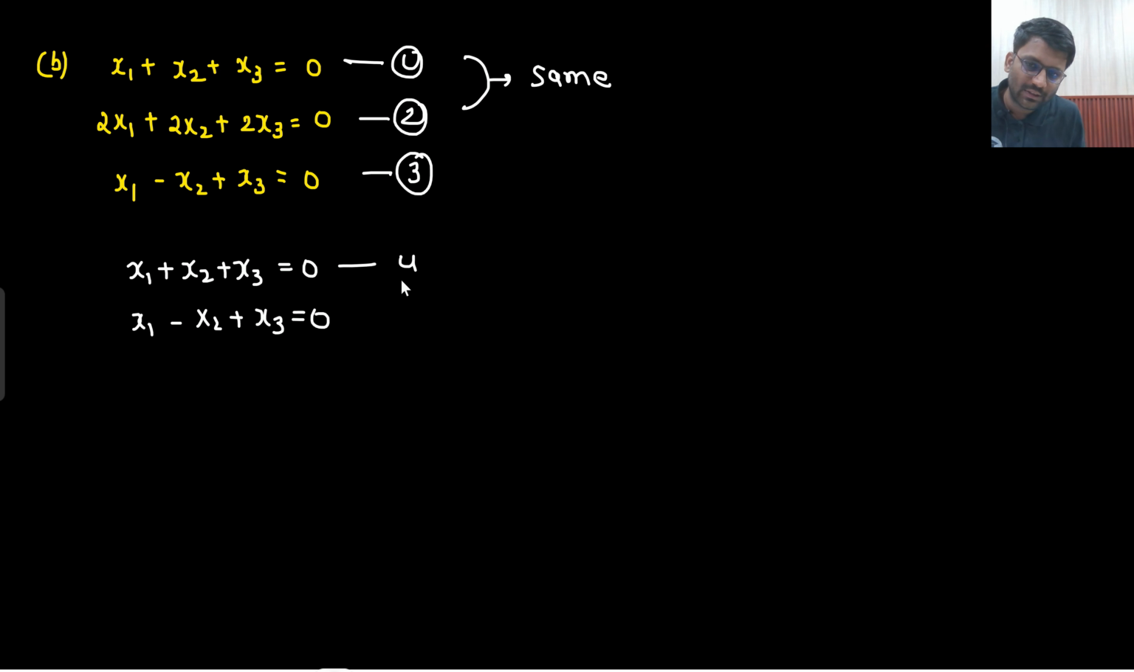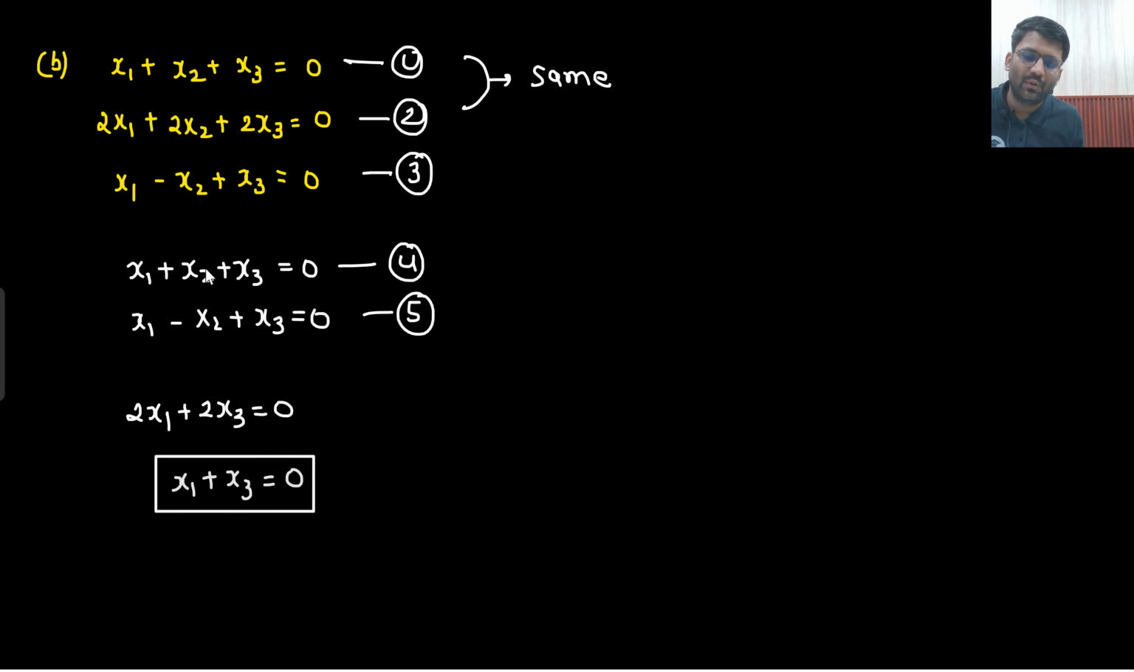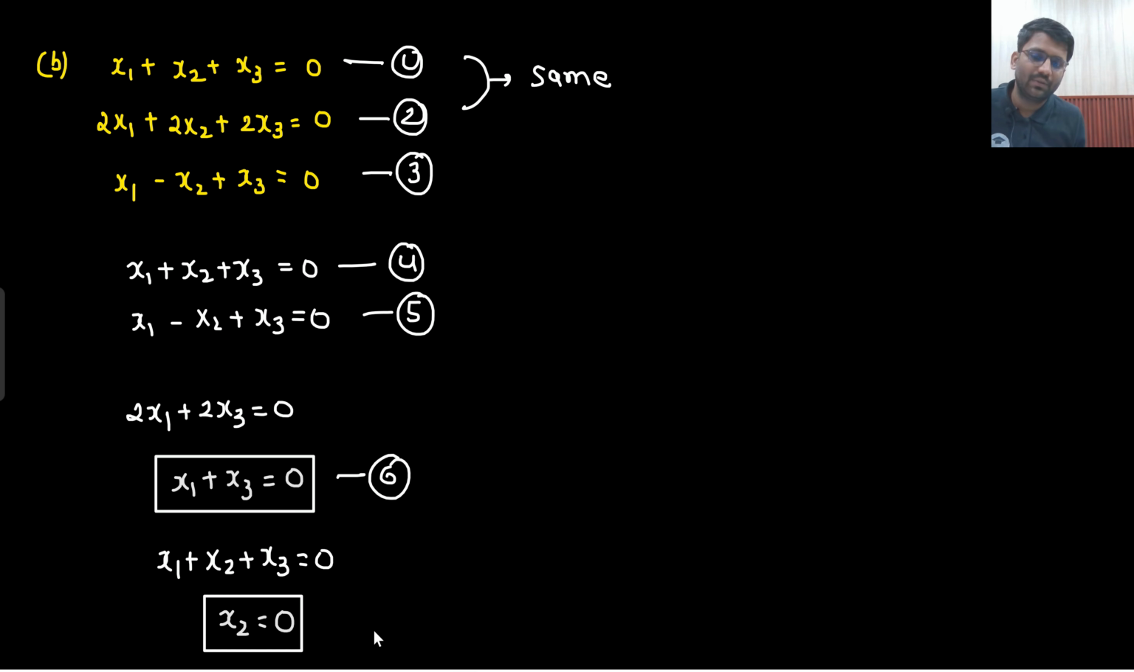If I add both of these equations, what will I get? You will get 2x1 plus 2x3 equals 0, and so x1 plus x3 equals 0. So this is one equation you are getting. Now using x1 plus x3 equals 0 in x1 plus x2 plus x3 equals 0, for sure x2 will come out to be 0 only. So x2 has to be 100% 0, but x1 plus x3 should be 0.